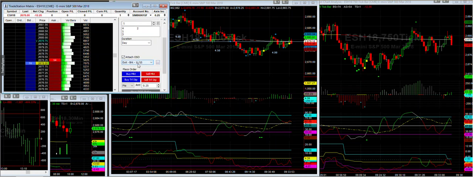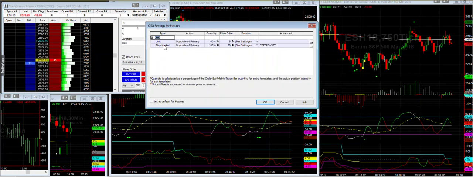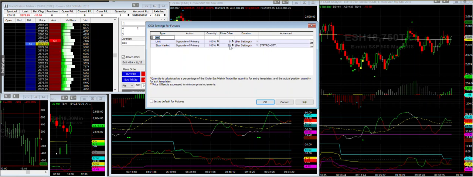And the way they describe that, you hit this little ellipsis here, and it brings it up here. It says, here's your limit where your profits would be taken. You set that wherever you want. Now I have that set at 5 ticks. And then the stop market is wherever you would want. That's your stop loss, and I have that set at 4.5 ticks. So that is how that's set up.